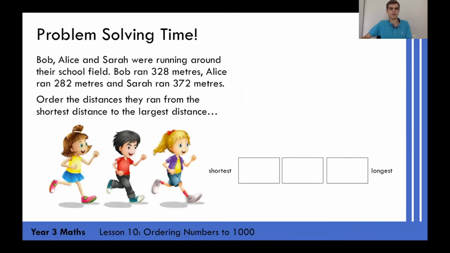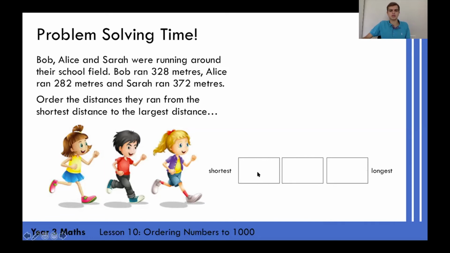Excellent. Problem solving time then. Bob, Alice and Sarah were running around their school field. You might enjoy doing that maybe at playtimes or during PE. Bob ran 328 metres. Well done, Bob. Alice ran 282 metres and Sarah ran 372 metres. Well done, Sarah, and well done, Alice. Order the distances they ran from the shortest distance to the longest distance, the largest distance.